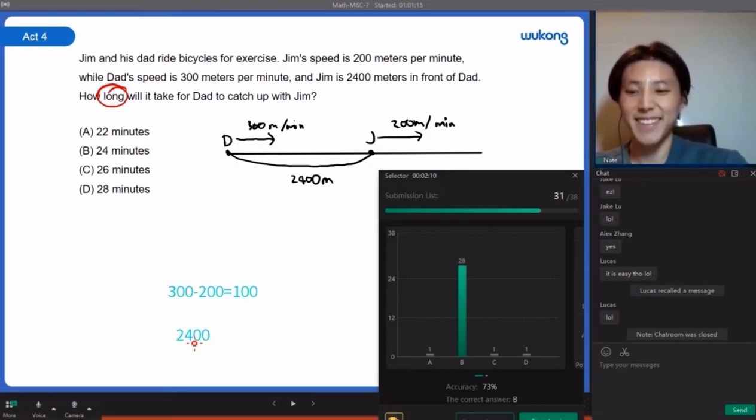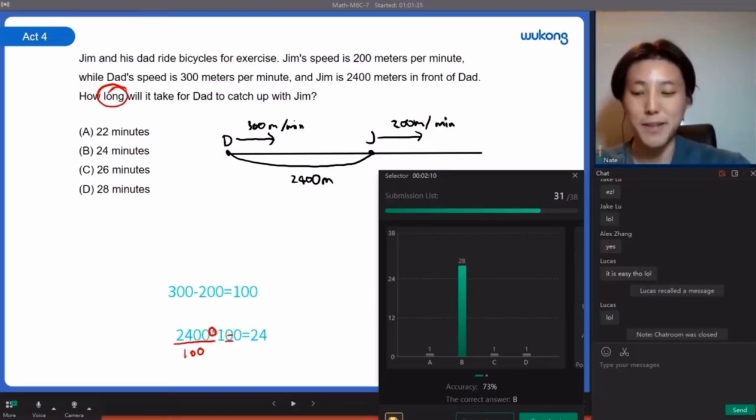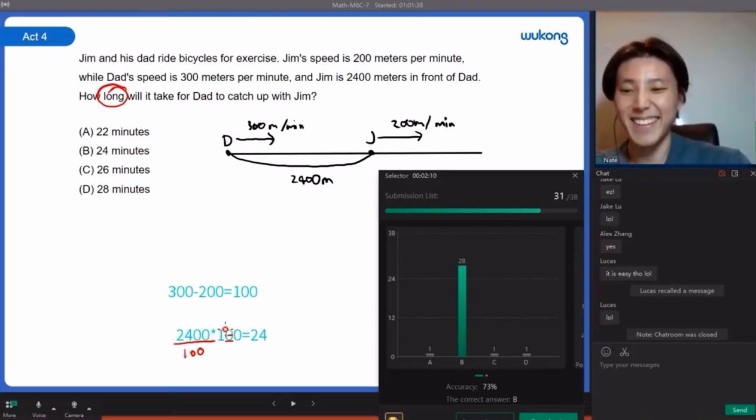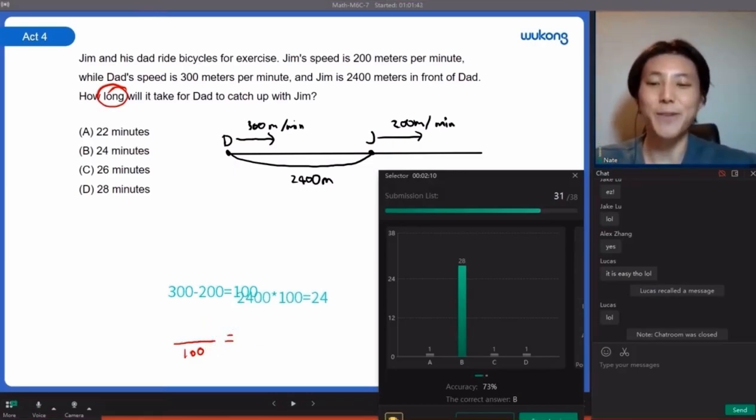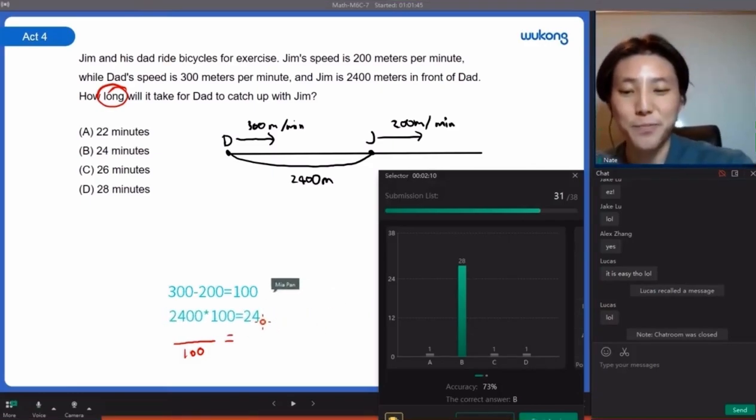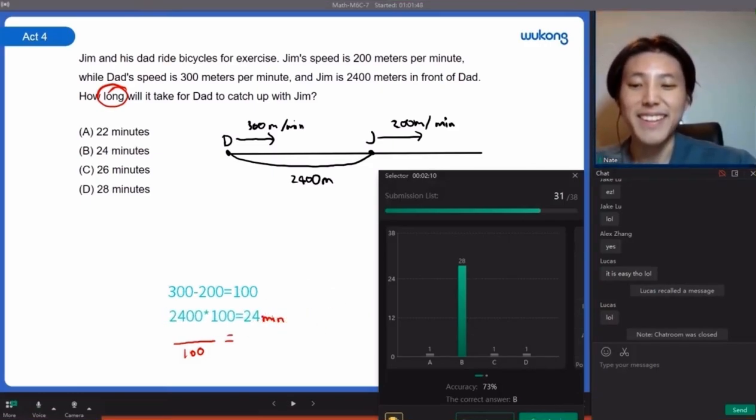Yeah, I'll write it down for you. Yep, 100. Divided by 100 equals 24. Yep, 24. Oh, that's a division sign, just by the way. So 2,400 divided by 100 is 24 minutes. Very good. And since our unit is in terms of meters per minute, it'll be 24 minutes.